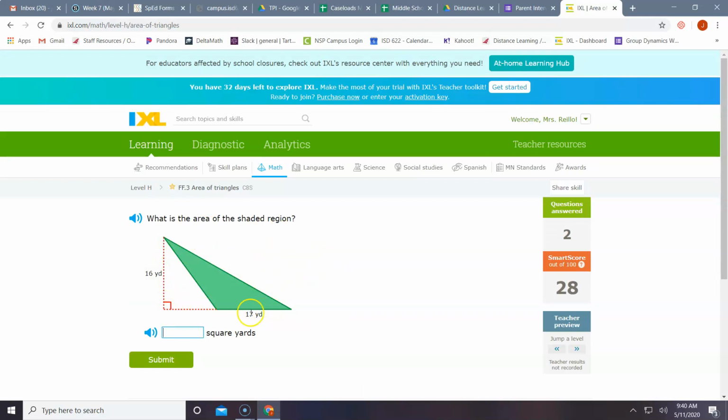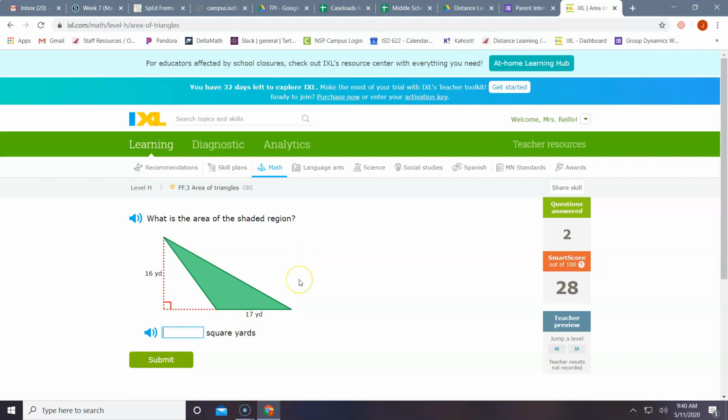Okay, here's another great one we can look at. Here, we are only looking at our shaded region, but since this is a triangle that's kind of tipped, our height isn't actually found inside the triangle. It's actually found on the outside. So that's why you see these red dotted lines. Again, look where your 90-degree angle is. Our height in this example is 16 and our base is 17.